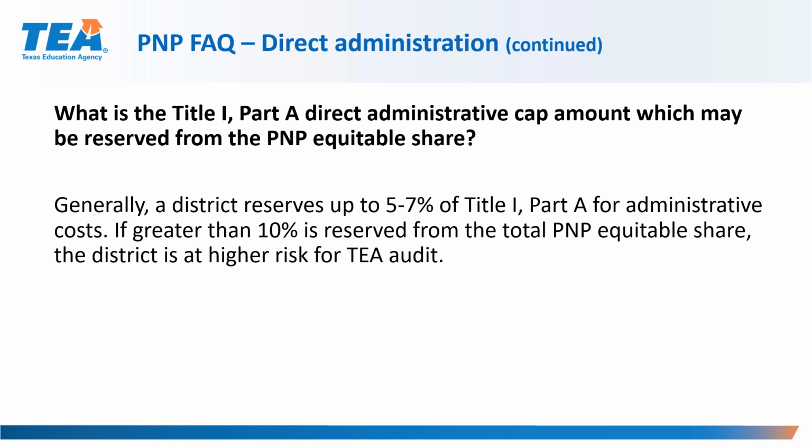Under TEA guidance, the Title I Part A direct administration cap amount, which may be reserved from the PNP equitable share, generally is 5 to 7% of the Title I Part A administration costs. If that administration cost is greater than 10% of the total PNP equitable share, the district is at a higher risk of a TEA audit. Again, any amount set aside for direct administration costs must be discussed during the PNP and LEA consultation meeting.